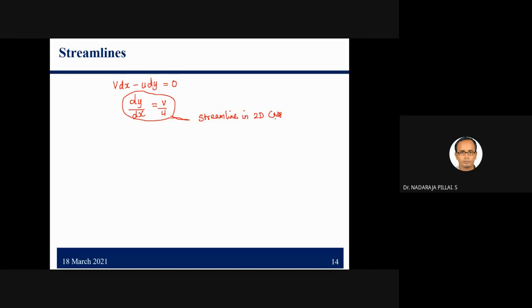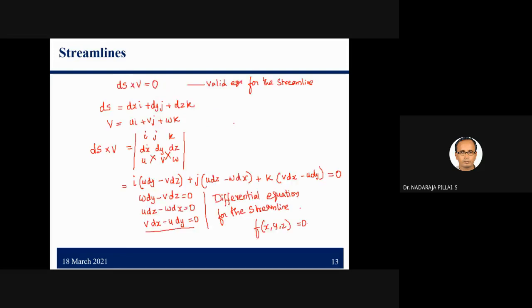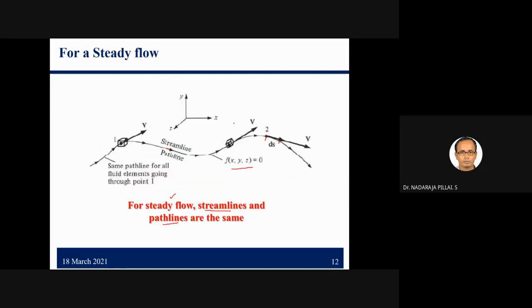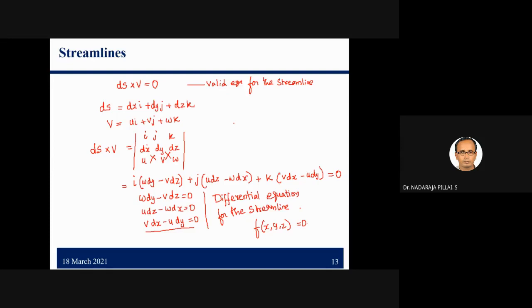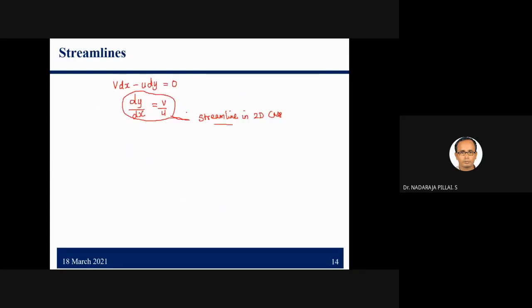So again, I would like to have this streamline. We know a streamline is a single line which passes through the fluid, where the fluid element passes, and we have accommodated that ds cross V, and finally we got a set of differential equations. So we found the equation for the streamline, and similarly we can have this as dx by dz equal to U by W, and similarly dy by dx equal to V by U.